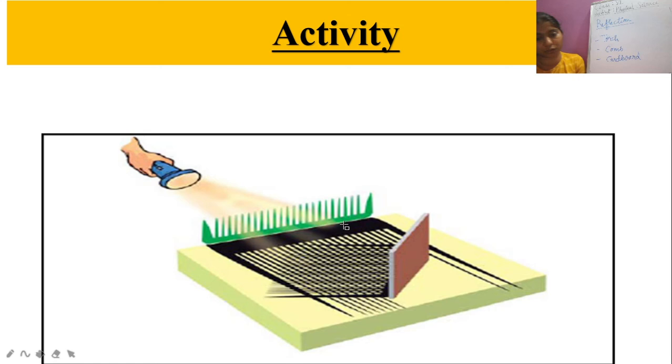That is correct. So students, let's find out what we have. We have a torch, we have a comb, and we have a cardboard. One more thing, you can see there is a blackish color. What is that? We have studied in the previous classes that yes, the blackish color is called the shadow of the comb, right? Very good, students. So these are the few things you can see on your screen.